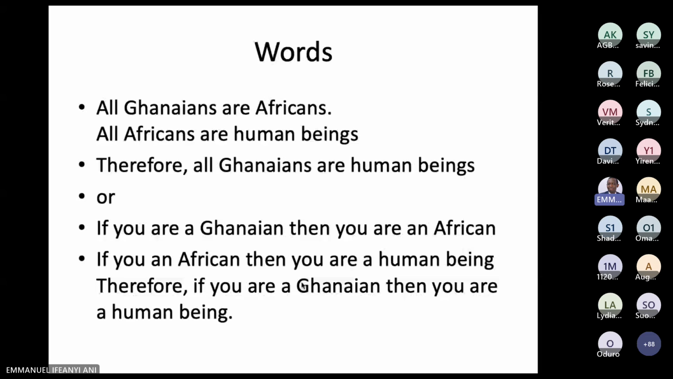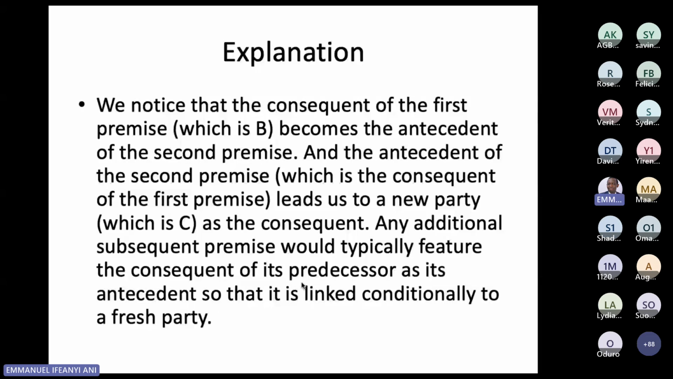So the explanation: we notice that the consequent of the first premise, which is B, becomes the antecedent of the second premise. And the consequent of the second premise leads us to a new party, which is C. Any additional subsequent premise will typically feature the consequent of its predecessor as its antecedent, so that it is linked conditionally to a fresh party. So how you add more premises is by simply bringing down the consequent of the last premise and then linking it to a fresh party.